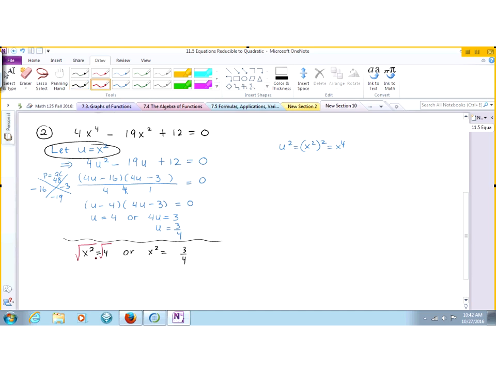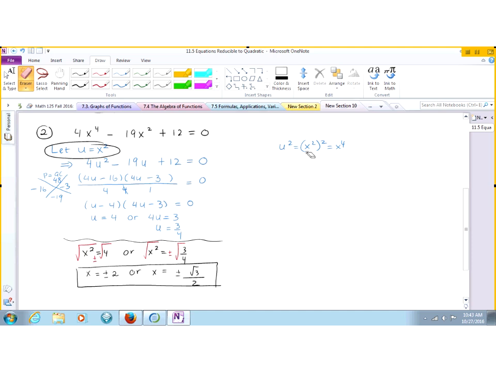And then what? Square root both sides, plus or minus. Okay? So what is x equal to? Plus or minus 2. Yes. Or x is equal to? Yes. So how many solutions do I have? 4. Yes. Good. Do you think this is doable? Yes, it is.